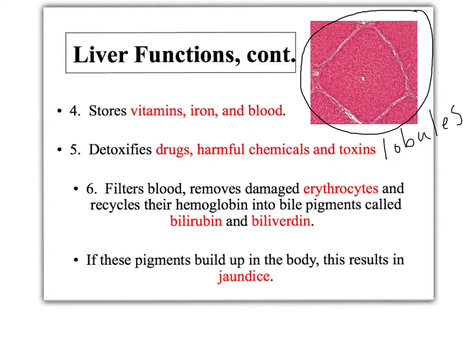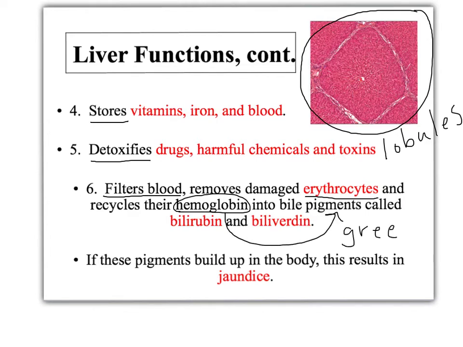So some of the other functions of the liver that you can read about on these slides are storage, detoxification of various harmful substances from your blood, and your liver also filters and cleans your blood when your red blood cells get too old. So your liver takes the hemoglobin pigments from red blood cells and turns those into bile pigments, which interestingly enough are green colored. So bilirubin and biliverdin are those green colored bile pigments.